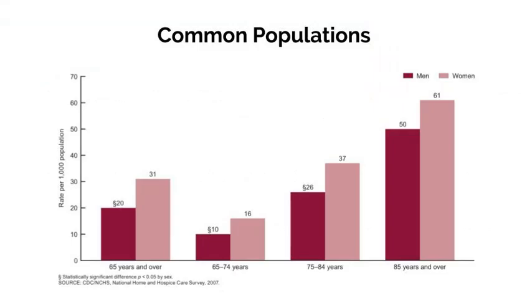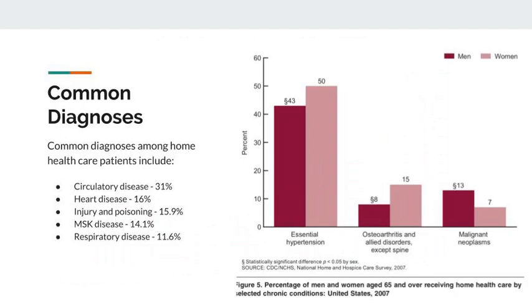Geriatric patients are the most commonly seen groups in home health, with an increasing rate of usage the older the patient group is, and in all patient groups, females tend to use home health more than males. Some of the commonly seen diagnoses are chronic conditions such as circulatory and heart disease like hypertension, also connective tissue diseases such as osteoarthritis, and then respiratory and cancer are other commonly seen diagnoses in home health.